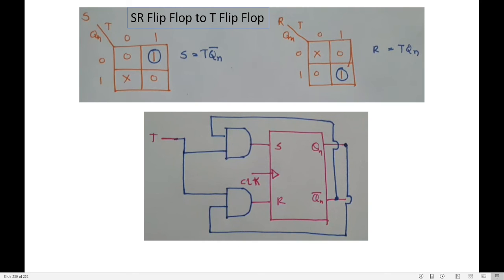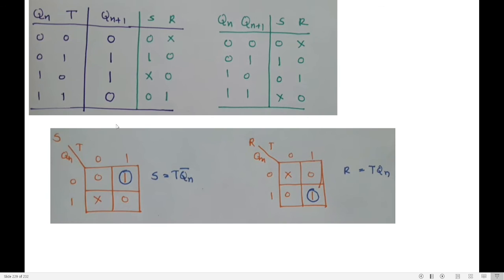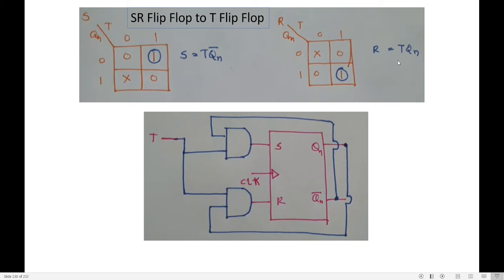So it is a very simple 5-step process. Step 1: write the available flip-flop and required flip-flop. Step 2: write the characteristic table of the required flip-flop and the excitation table of the available flip-flop. Step 3: from the characteristic table and excitation table, derive the S value and R value. Step 4: write the Boolean expression for S and the Boolean expression for R. Step 5: with the help of the Boolean expressions, draw the circuit diagram. Keeping SR fixed, draw the T flip-flop circuit diagram.